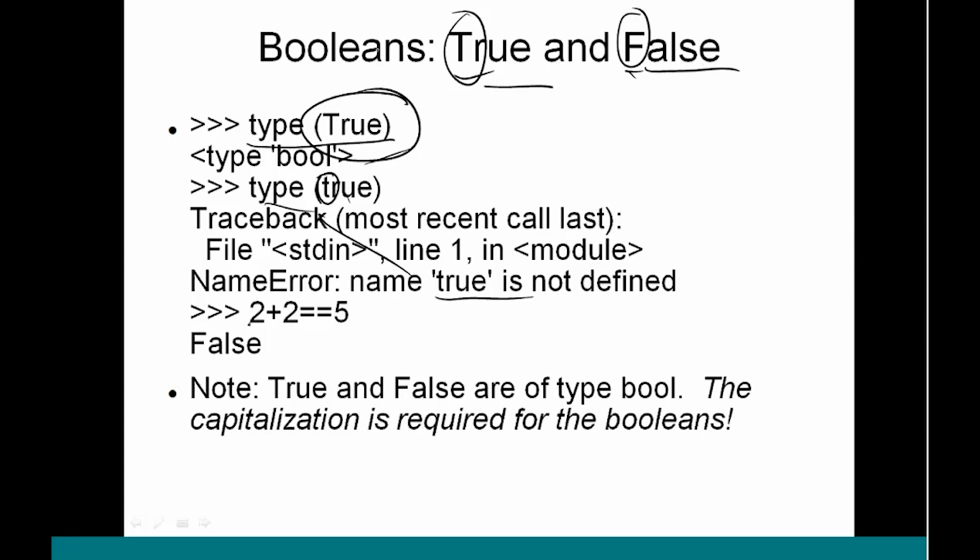And if you specify something like 2 plus 2 equals 5, this is a conditional checking whether this is the same, and then the result is false. So the true or false are of type boolean, and the capitalization is required for booleans. So just remember that.